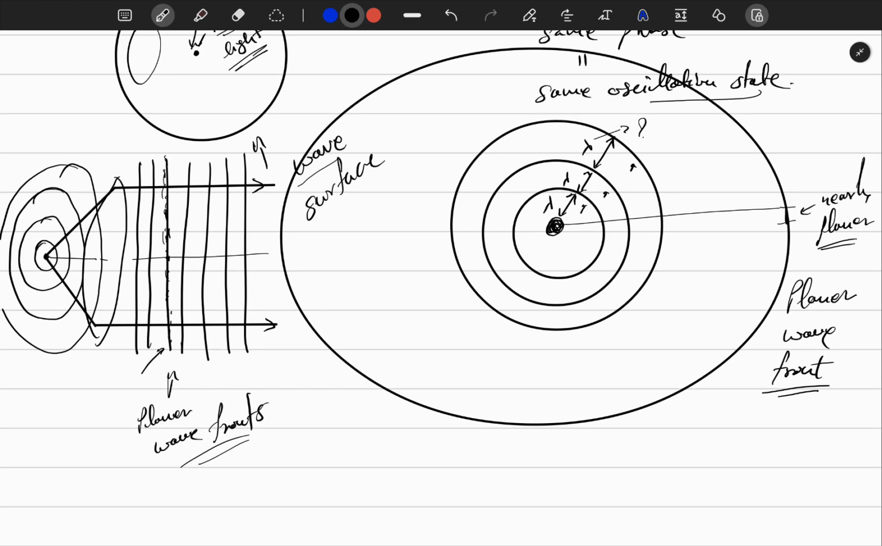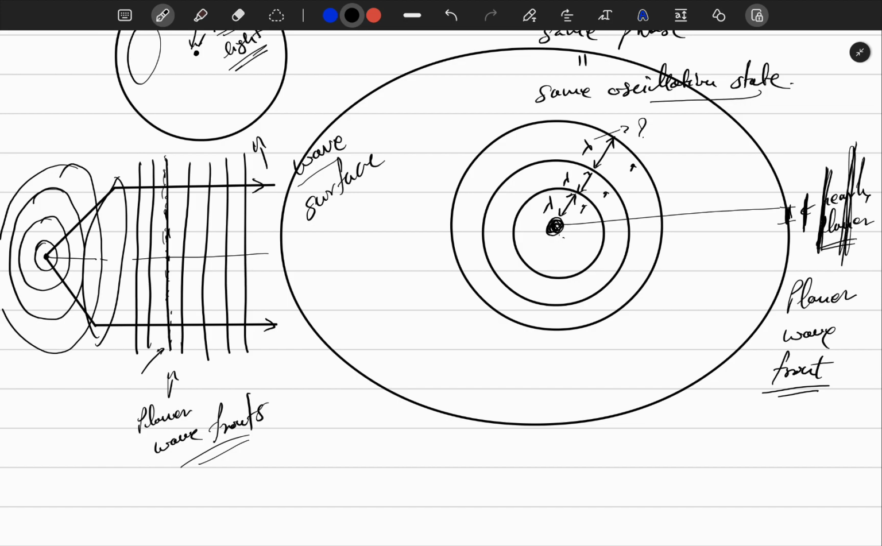And if the spherical waves are very far away from the source, then the intensity remains constant over a long distance. So if we go here, it will be constant over a longer distance. It will be constant as we go farther and farther away from the point source, more and more constant over a long distance.